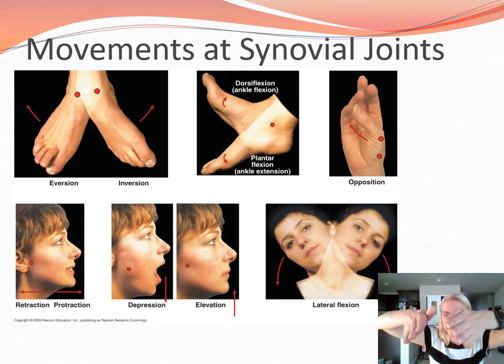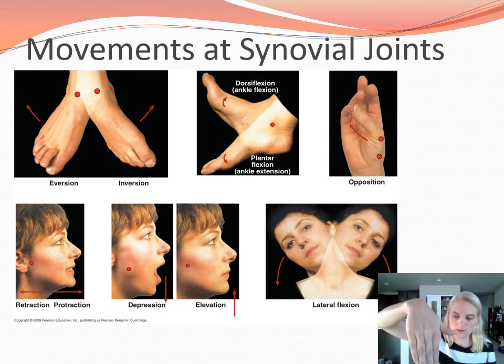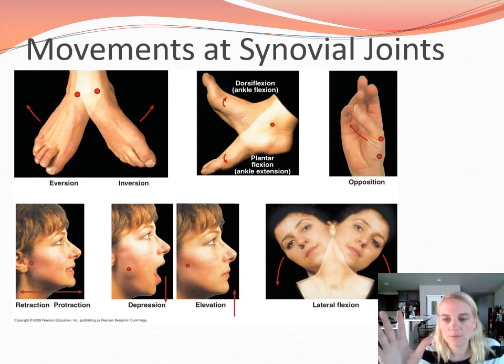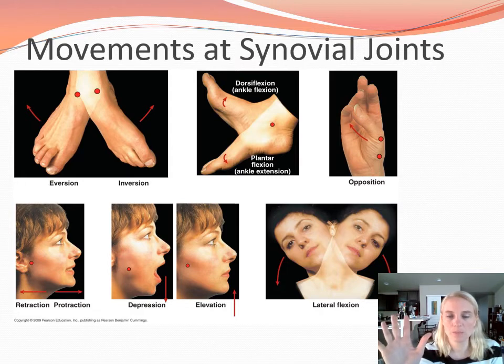Okay, so inversion, eversion, dorsiflexion, plantar flexion. Okay, those are all just associated with the foot. And then for the hand, we have a special movement where our thumb can come and touch the tips of our other fingers. This is called opposition this way. And it's not listed here, but I think it's in the text called reposition, is opening back to anatomical position.